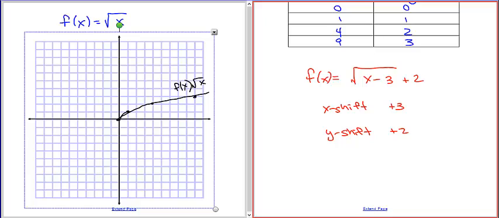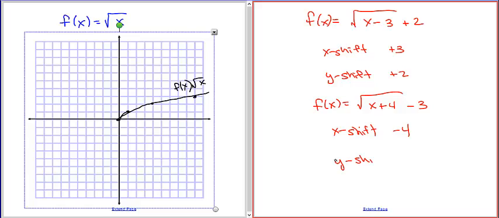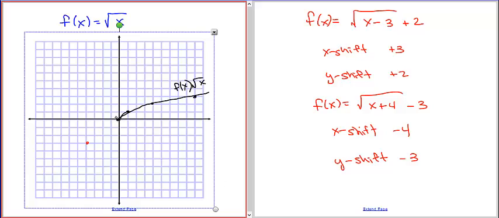So we'll translate it the other direction. So let's say f of x is equal to the square root of x plus 4, minus 3. Okay, so here we have an x shift of minus 4 and a y shift of minus 3. So we take this origin point, (0, 0), and we go negative 4 in the x direction, negative 3 in the y direction. So we get that point. These 2 points correspond. And then we draw the other 3 points relative to that new point.